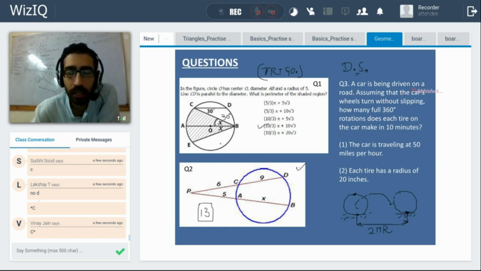Okay, let's check the answer. Yeah, the question is simple. There's a car being driven. It does not slip, which is very important, which is what I've just explained. If the tire doesn't slip, then in one circumference, by the time the same point is back, the linear distance covered is 2 pi r. How many rotations does each tire of the car make in 10 minutes?